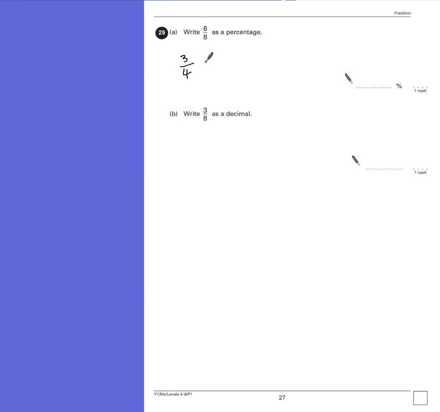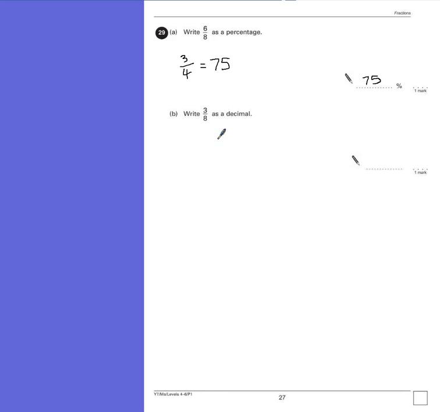This is one of the most common percentages which you're expected to recognize, such as a half being 50%, a quarter being 25%, and 3/4 must be 3 lots of 25%, which is 75%. So your answer for this is 75%. The other way would be to do a division, which is what we're going to do for part B.